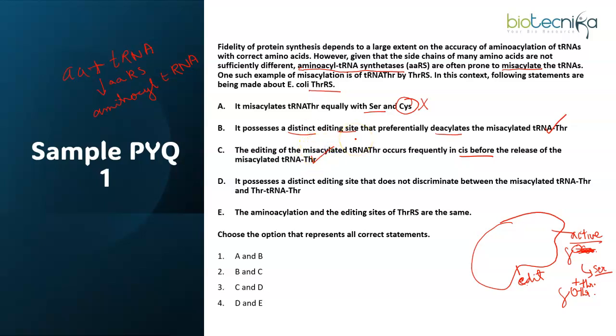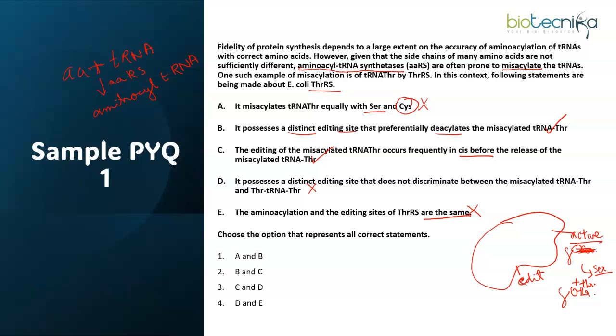D, it possesses a distinct editing site that does not discriminate between misacylated tRNA threonine and threonyl tRNA. So this is wrong. It does discriminate. If it discriminates, then only it will be able to edit, right? So this statement is wrong. And statement E, the aminoacylation site and the editing site of the threonyl tRNA synthetase are the same. Now this is wrong because it is not the same, it is different. There will be two sites present in the amino acid tRNA synthetase.